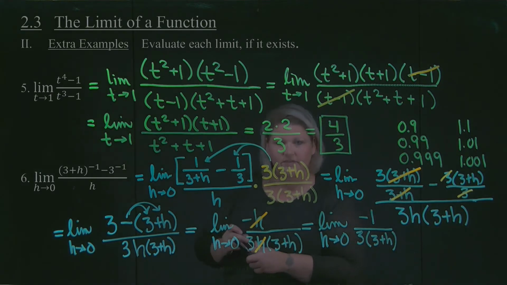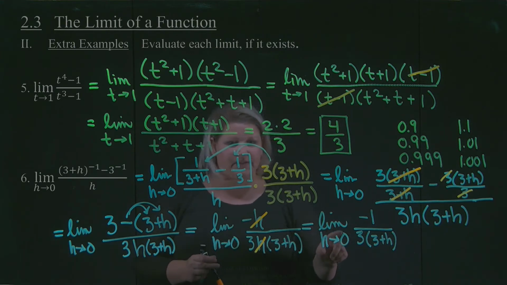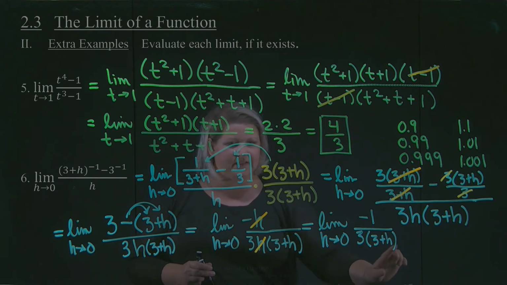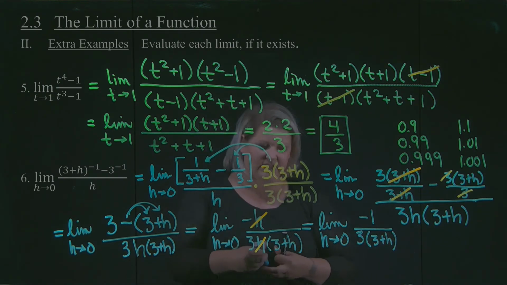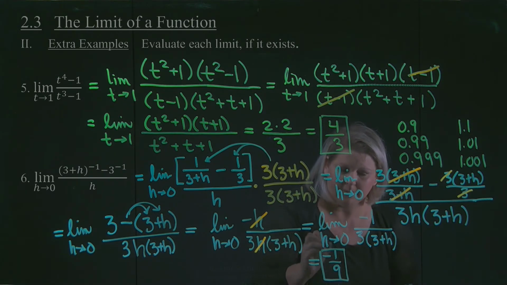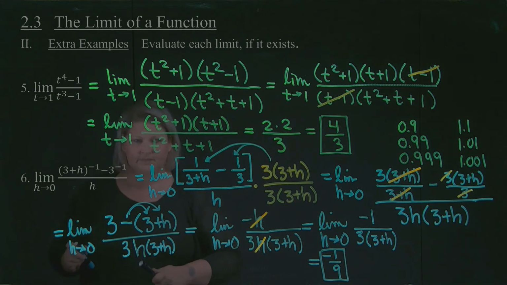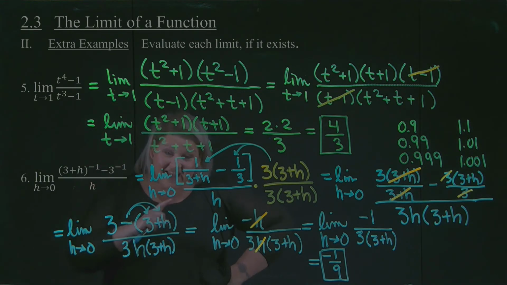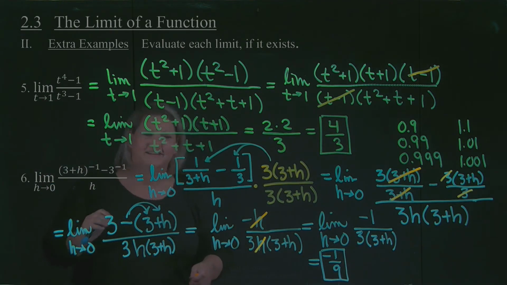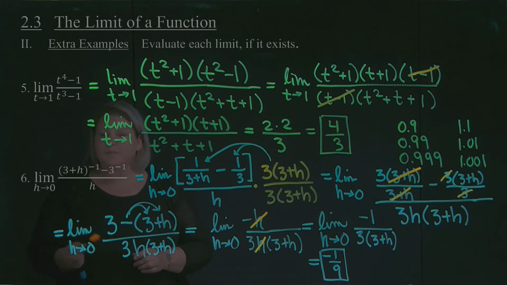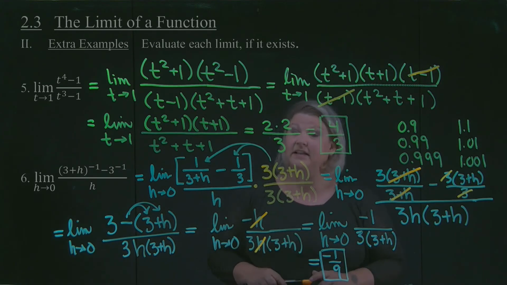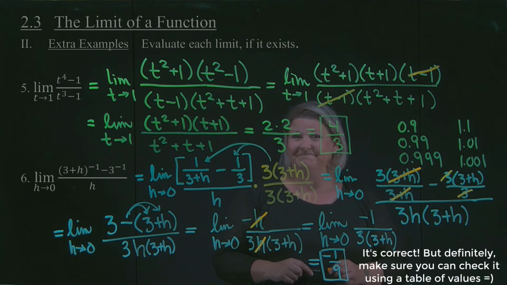Well, that's exciting because now I can plug in my h equals 0 again. So h equals 0, plug that in, and I'm going to get 3 plus 0, which is 3, 3 times 3, which is 9, and I end up getting an answer here of negative 1/9 for my limit. Again, if you don't believe me, which, why should you? You haven't met me. I could totally be lying. Check it with a table of values. Use values that are very, very close to 0 and see if you can get something that's close to negative 1/9.